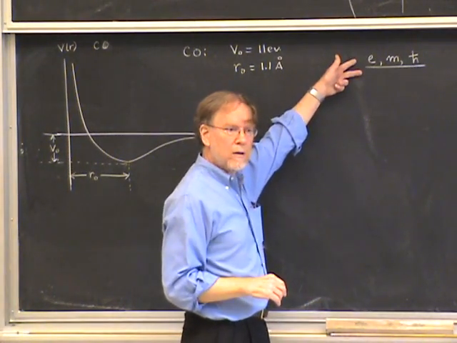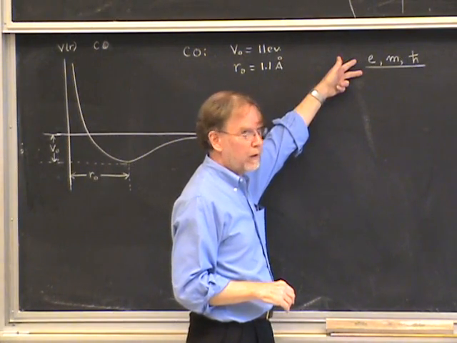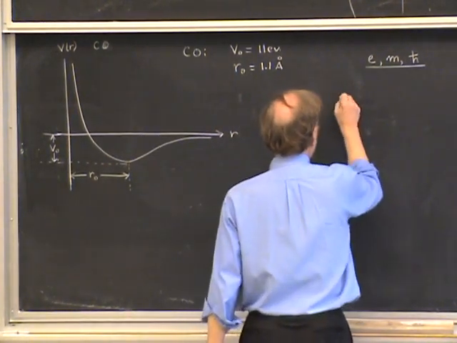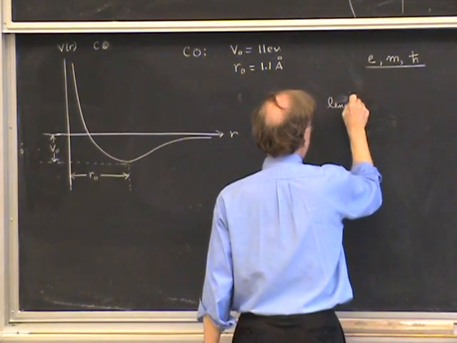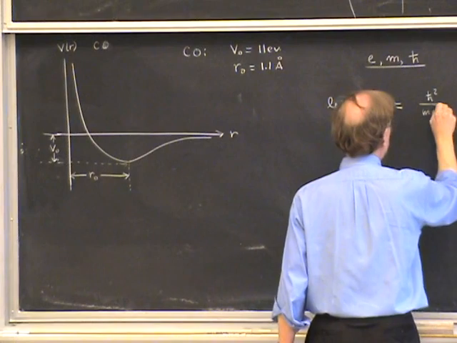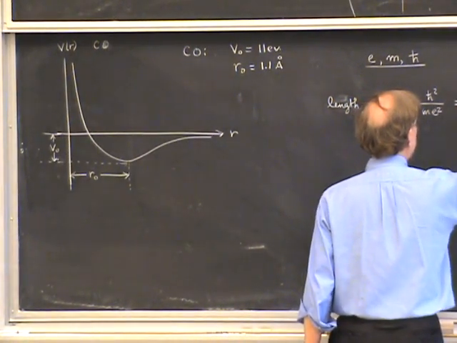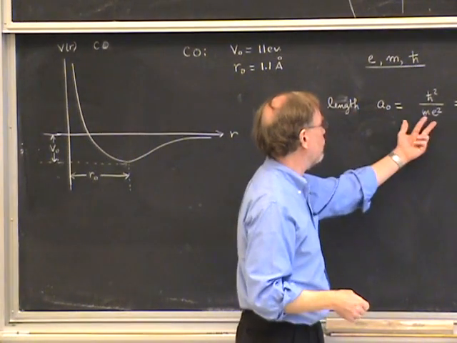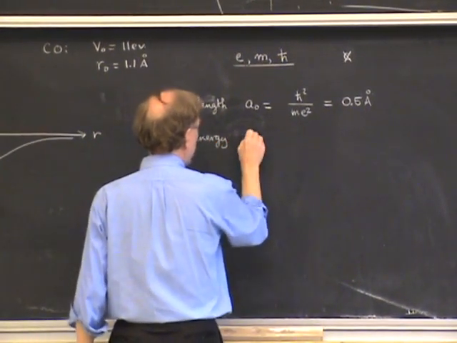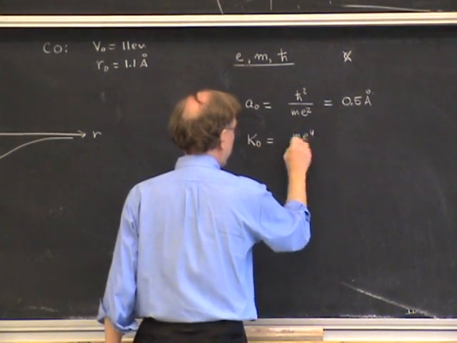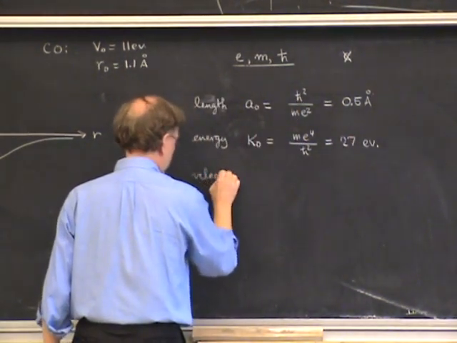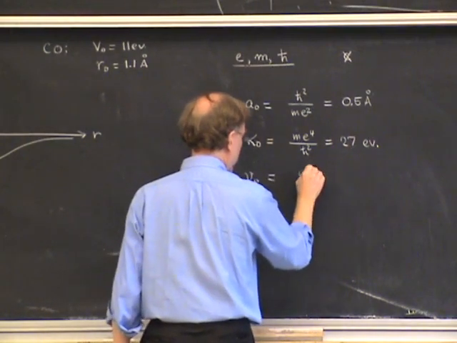Given that we've got just these three constants to work with, it becomes possible to do a dimensional analysis and construct a fundamental length, time, energy, etc. And if you do this, here's what you get. Let's call the fundamental length a0, and this turns into h bar squared divided by m e squared. If you work this out numerically, it's about 0.5 angstroms. This is the only quantity of distance you can work out using these three physical constants. As far as energy goes, let me call it K0. This is m e to the fourth divided by h bar squared, and this turns out to be about 27 electron volts. If we talk about velocity, let's call it v0. This is equal to e squared over h bar.